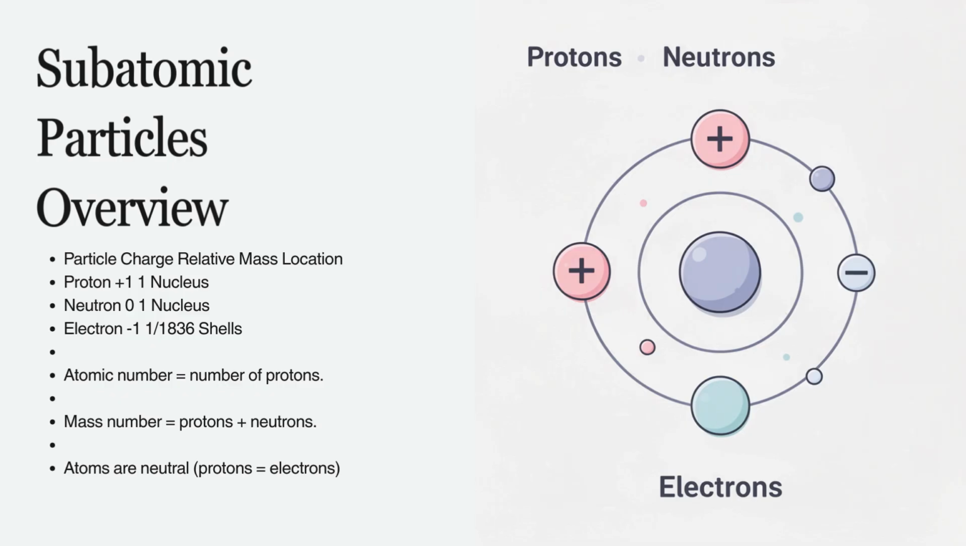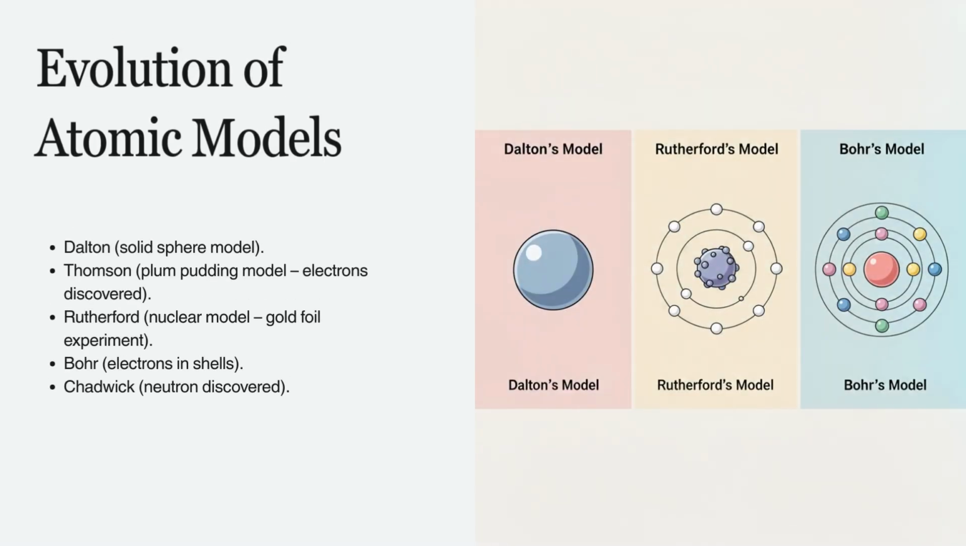Now, the atomic number tells you how many protons an atom has. This defines the element. The mass number tells you the total number of protons and neutrons. In a neutral atom, the number of protons equals the number of electrons. That is a neutral atom, and that's important for us to understand. If an electron is lost or gained, the atom becomes charged, and we don't call it an atom anymore, we call it an ion.